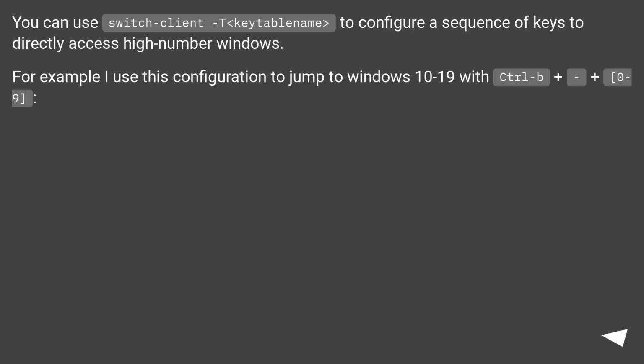You can use switch-client -T and \<key-table-name\>, to configure a sequence of keys to directly access high number windows. For example, I use this configuration to jump to windows 10 to 19 with Ctrl+B, then 0 to 9.